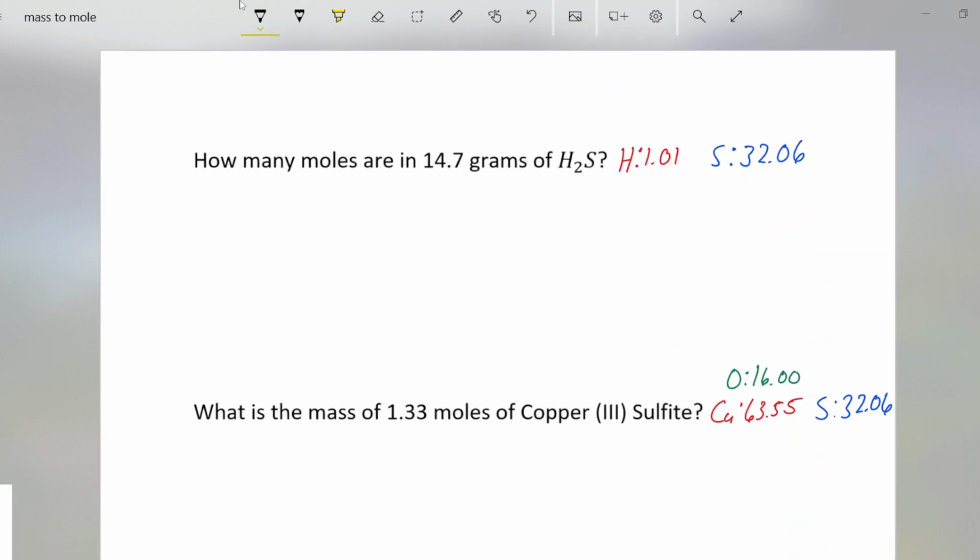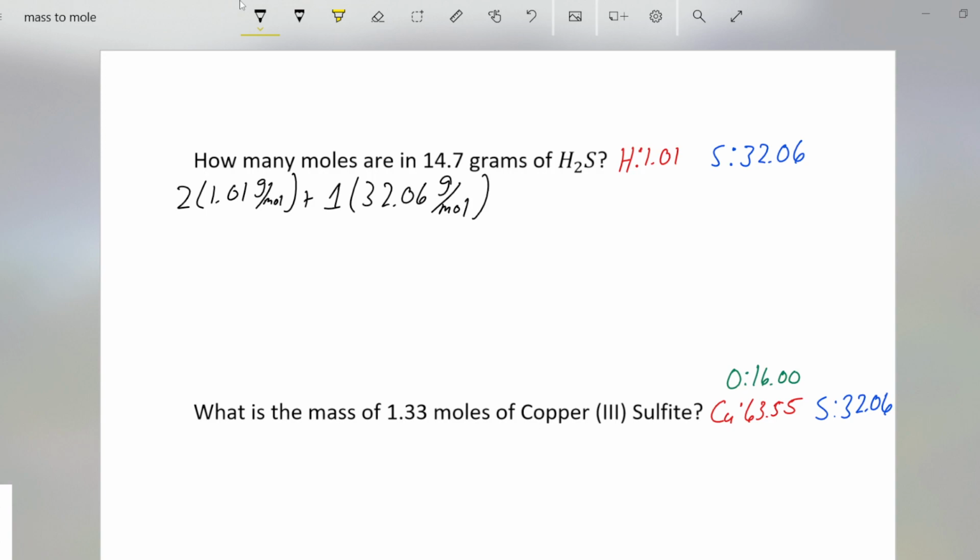All right, now we have 14.7 grams of H2S. So I need to find the molar mass of that. There are 2 hydrogens at 1.01 grams per mole each, plus sulfur. There's 1 of those, and it has a molar mass of 32.06 grams per mole.